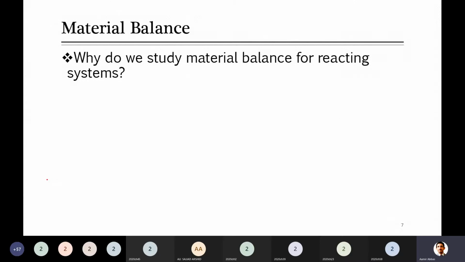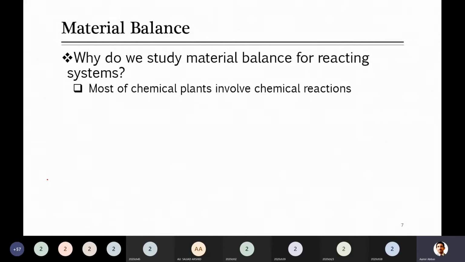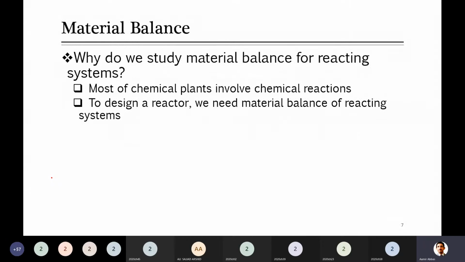So whenever there is a chemical reaction, you have to study the balance which involves material. You have to study those systems which will involve reaction. So you should be able to solve the material balance of all those systems. Most of our plants involve chemical reaction. Due to this, it is necessary to study this.